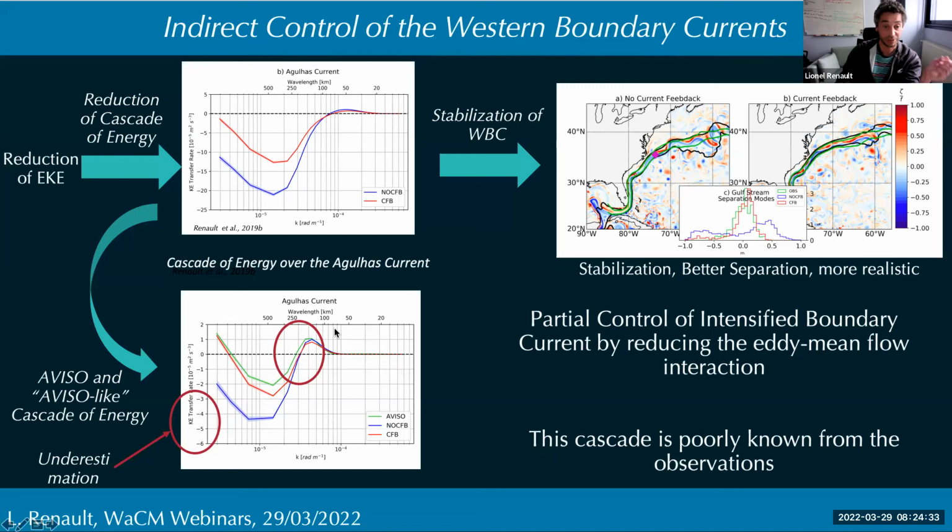But actually, to me, there are too many issues. First, if we compare the strength of the inverse cascade, it's largely underestimated by AVISO. And also the change of sign between a forward cascade and an inverse cascade is not at all at the good place. In the model, it's 80 kilometers, but when we mimic AVISO, we shift it to more than 100 kilometers. So basically, with the observations we have now, we cannot have a good estimate of those cascades of energy that are very important in determining Western boundary currents.